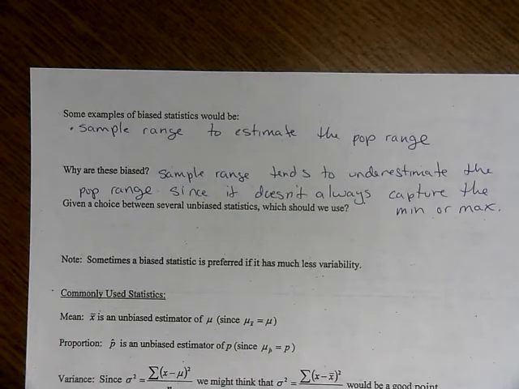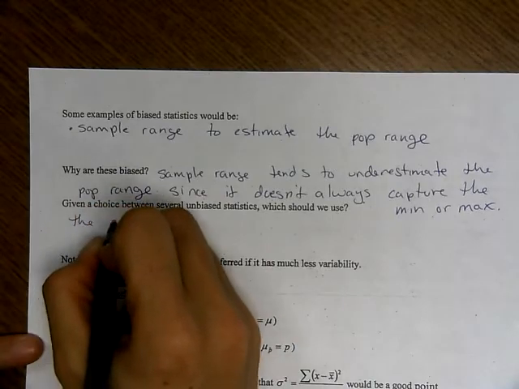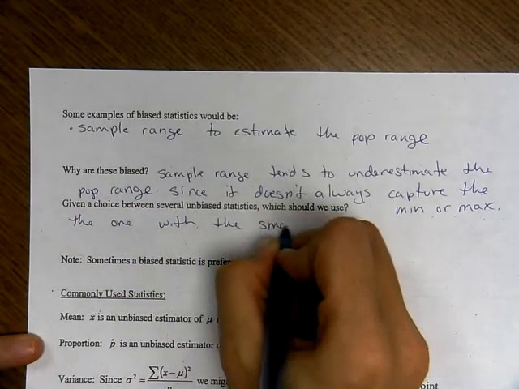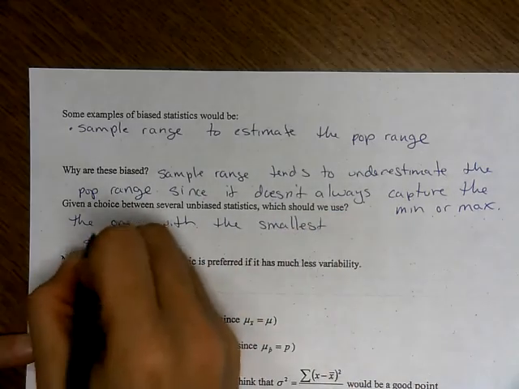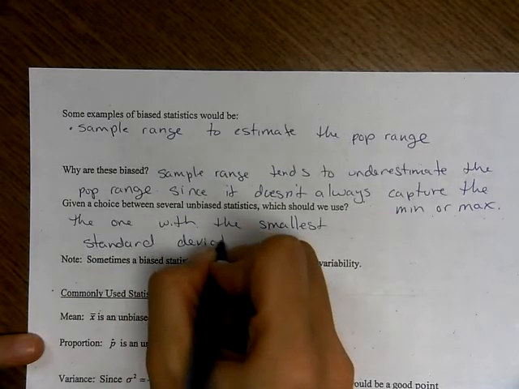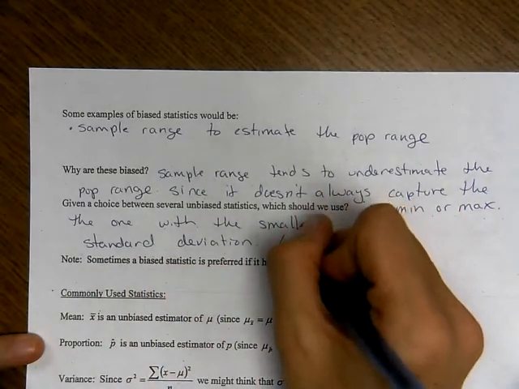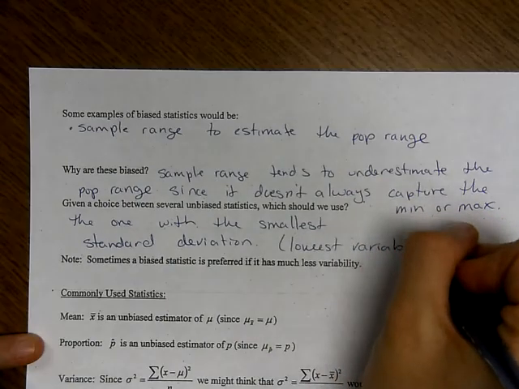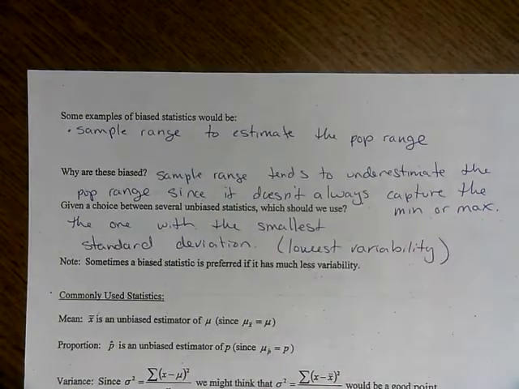Given the choice between several unbiased statistics, we should always try to use the one with the smallest standard deviation, or think about the lowest variability. Okay, so make sure you can think about that.